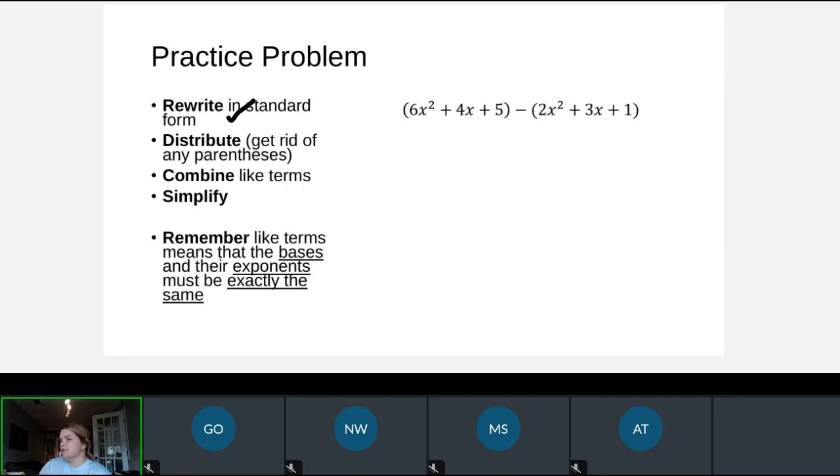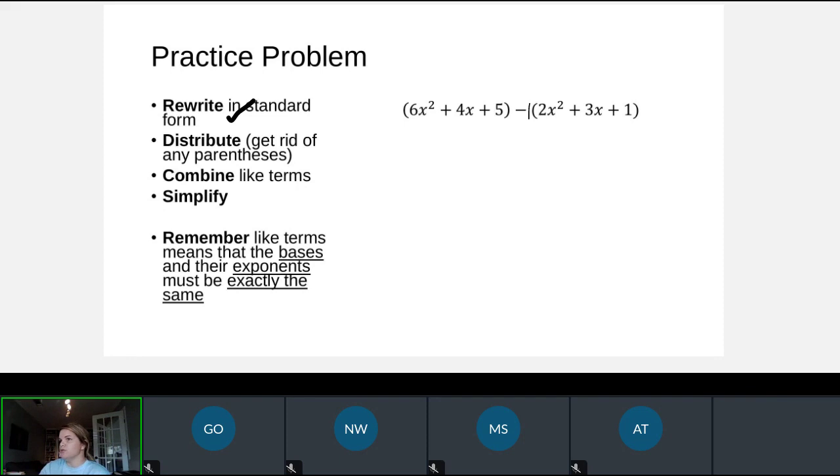Now, the second step says to distribute, which means get rid of any parentheses. So we have an imaginary 1 on the outside here, okay? This is saying all of this, 6x squared plus 4x plus 5, we're going to subtract everything in here, not just subtract 2x squared. Okay, we have to subtract 2x squared, we have to subtract 3x, and subtract 1.